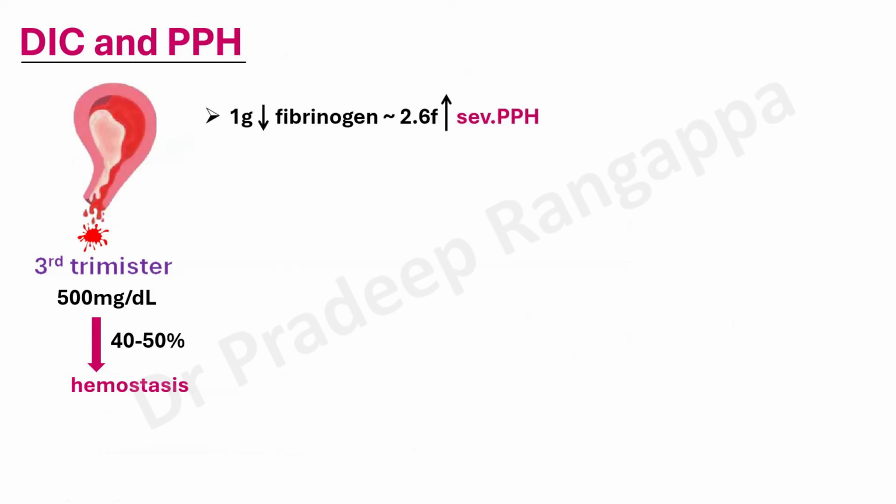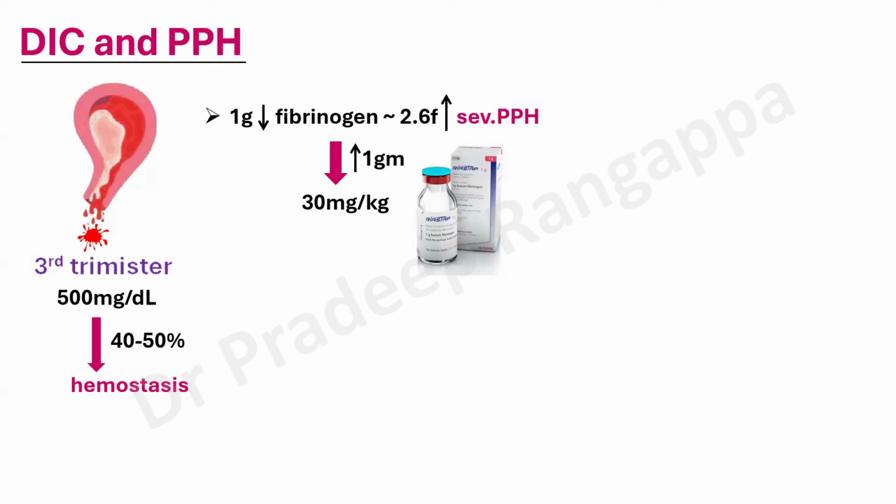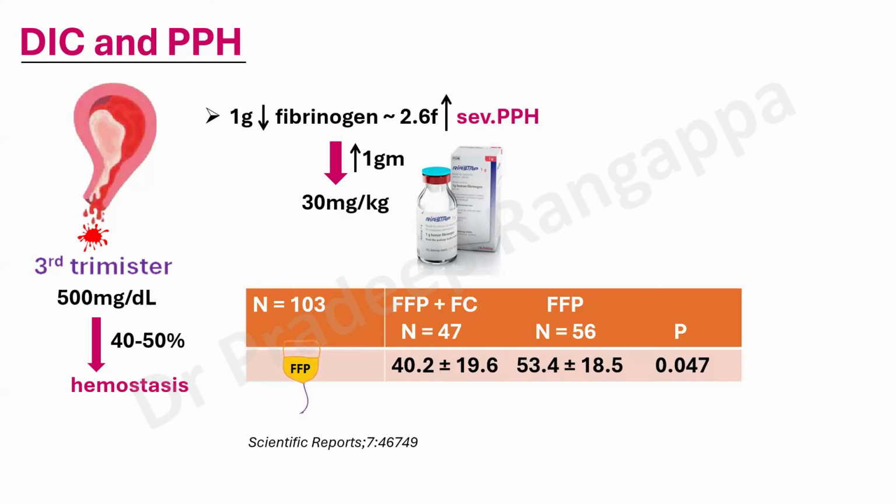They've shown that a 1 gram reduction in fibrinogen leads to a 2.6-fold increase in the risk of patients having severe PPH. And to raise fibrinogen by 1 gram, the suggested dose in postpartum hemorrhage is 30 milligram per kg. And this was a study in 103 patients. In one group, they used FFP, fresh frozen plasma, with fibrinogen concentrate, and in another group, they used only FFP. They showed that the FFP need was significantly less when combined with fibrinogen concentrate, as opposed to the group where only FFP was used.